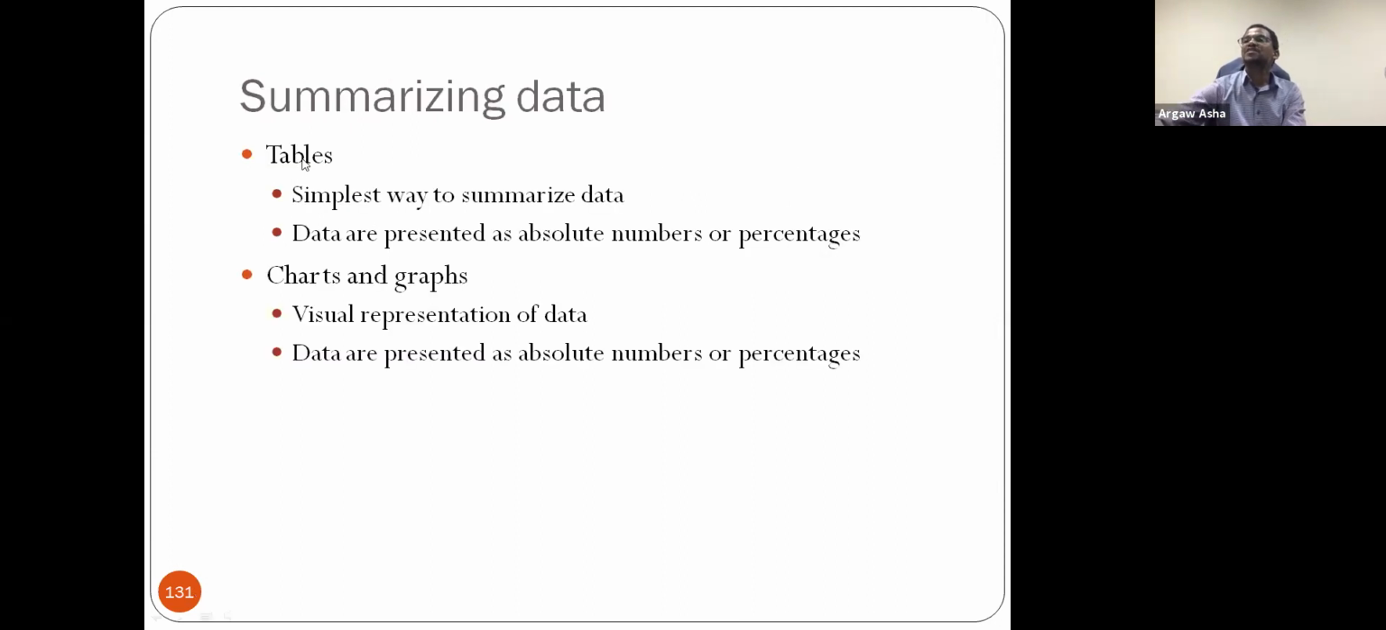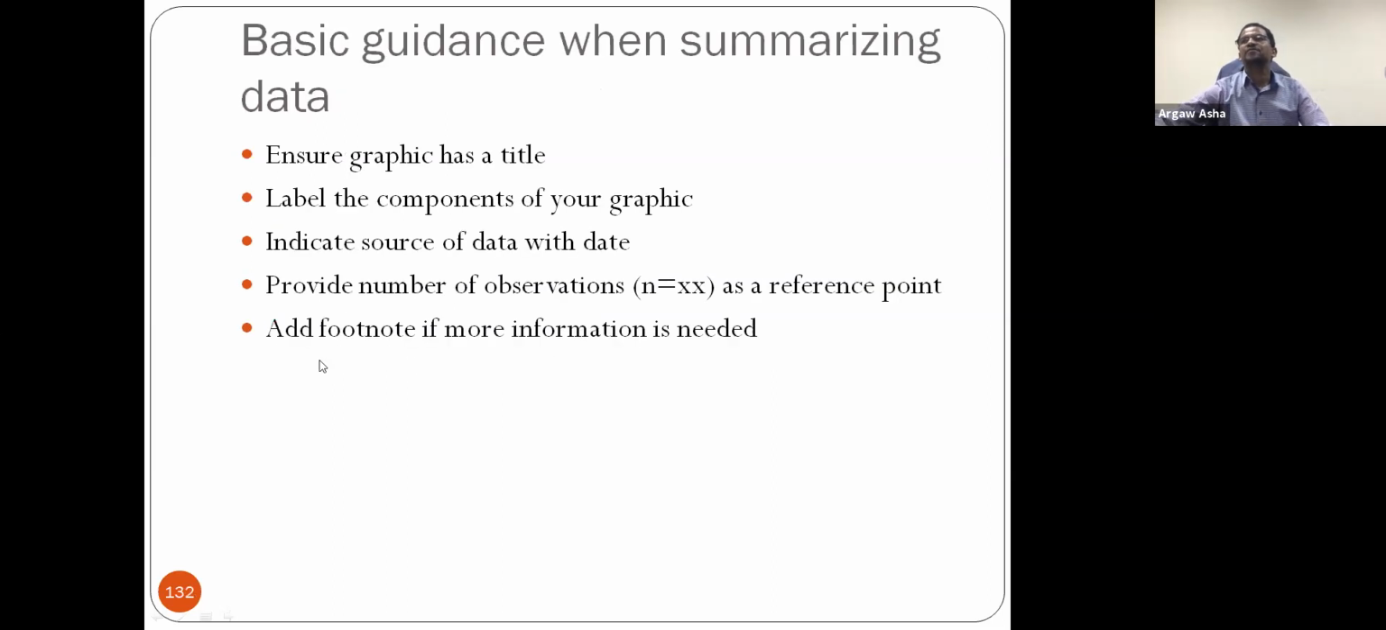When we see the table, it is the simplest way to summarize data. The data are presented as absolute number or percentage in the table. When it is a chart and a graph, visual representations of data are presented as absolute or percentage, as the case may be. So in this case, there is some guidance to use when summarizing the data.